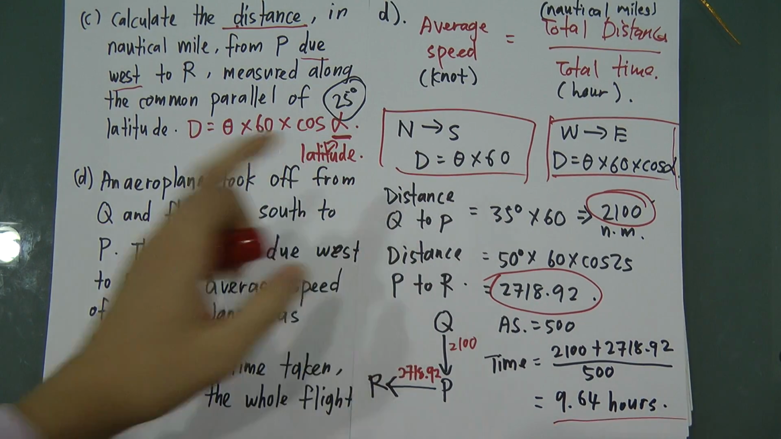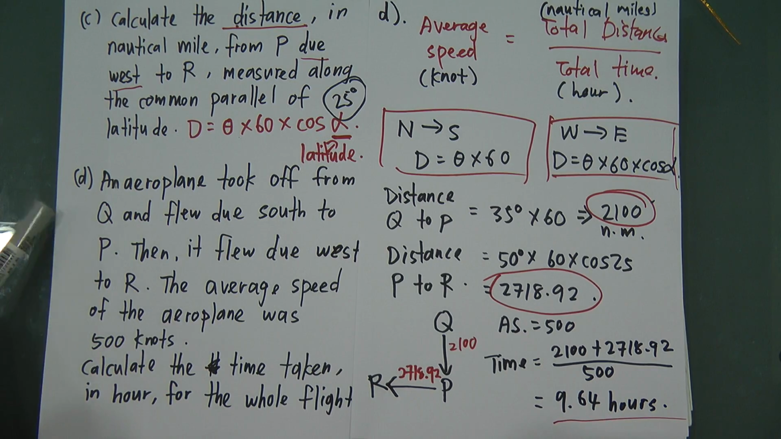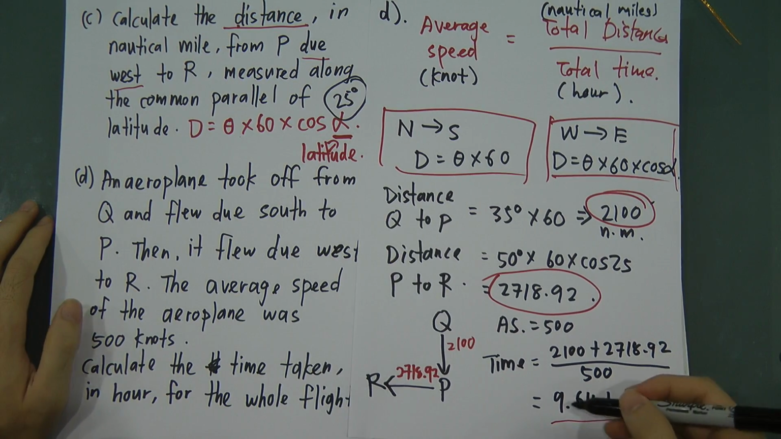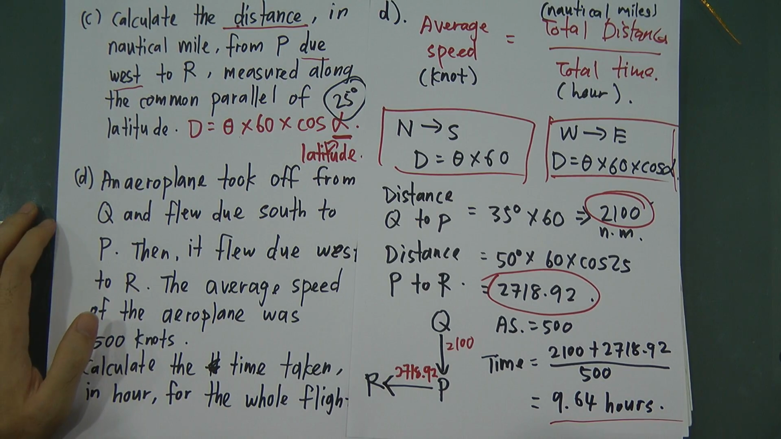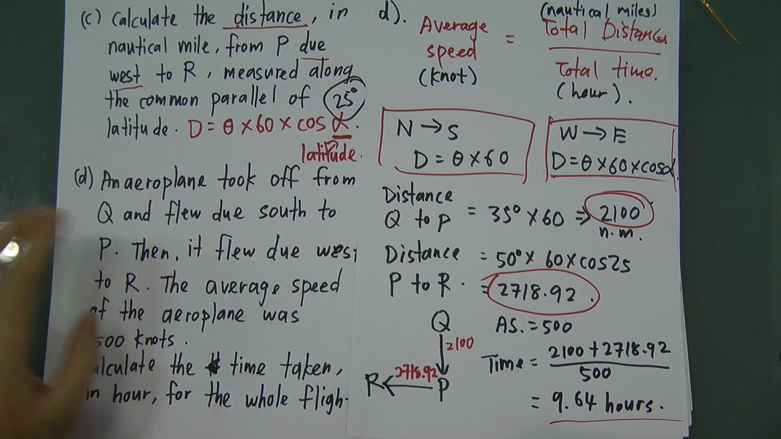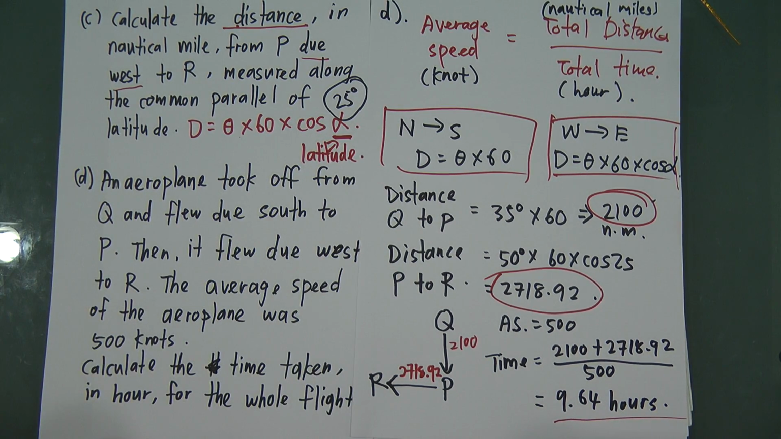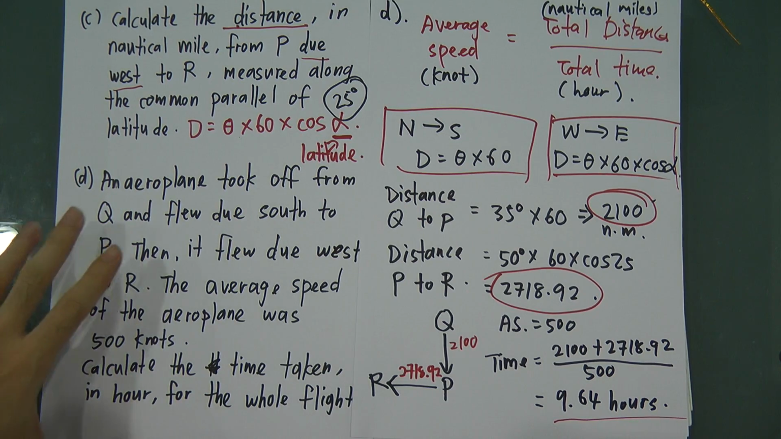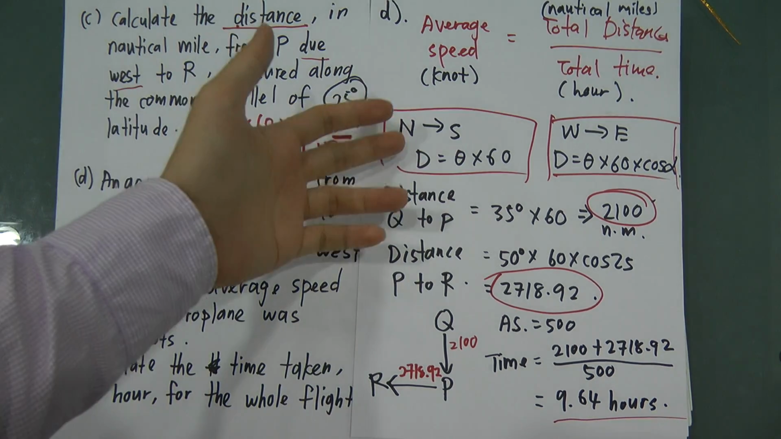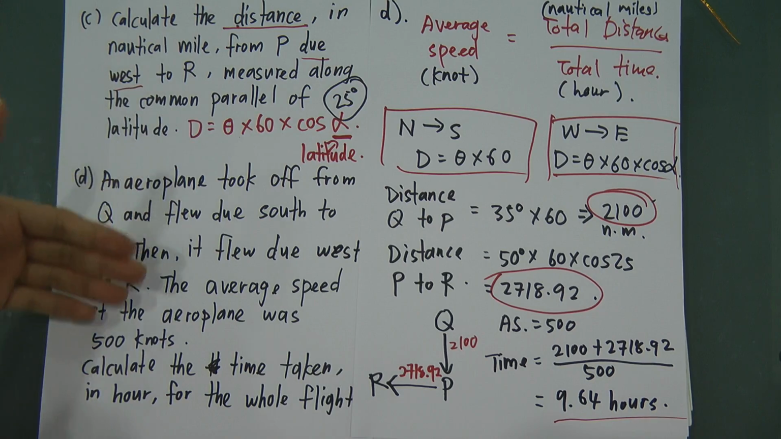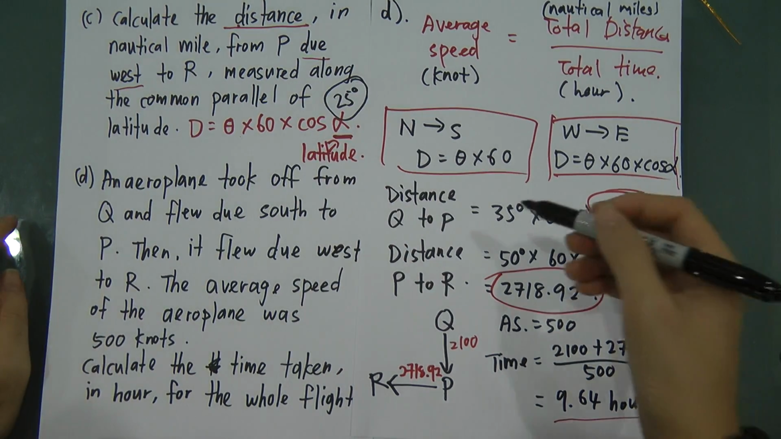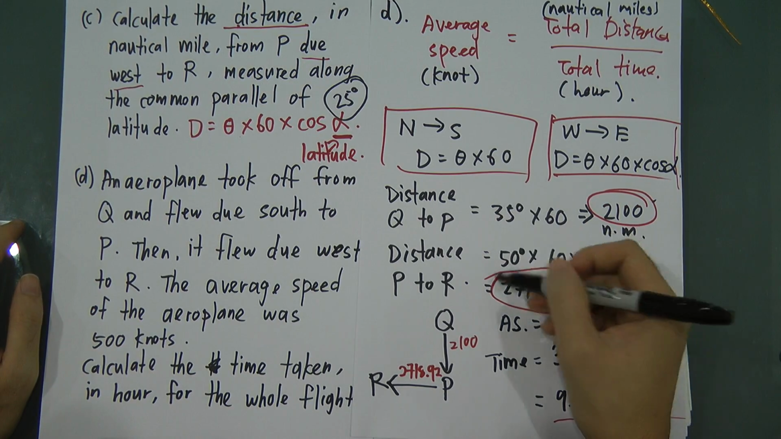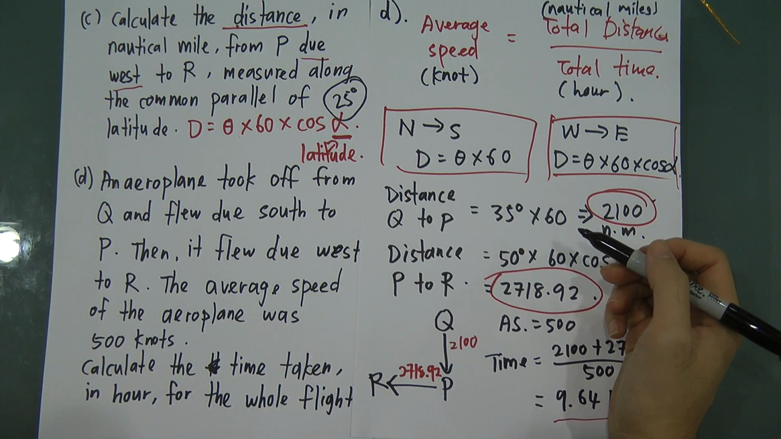If you want to change this to hours and minutes, you just multiply 0.64 by 60. I think you get 36 minutes. Alright, you can change this to hours and minutes. However, this is the way to solve a question like this. If you do not have the basics of how to use the formula, or how to find the distance or the angle between P and Q, if you do not know how to see that this is 35 or this is 50, it's very hard to solve a question like this.